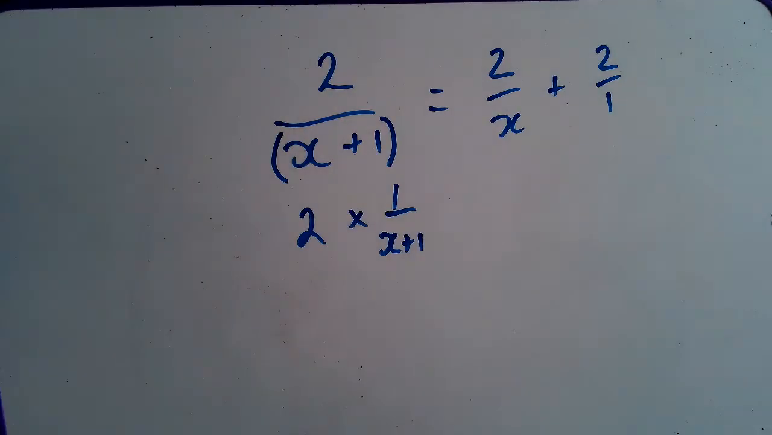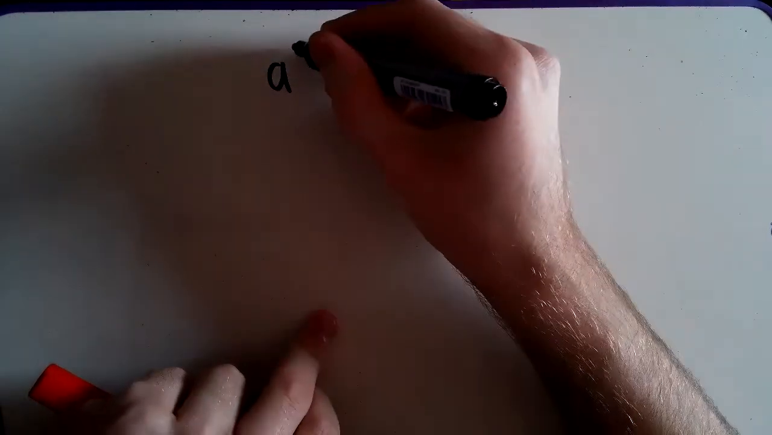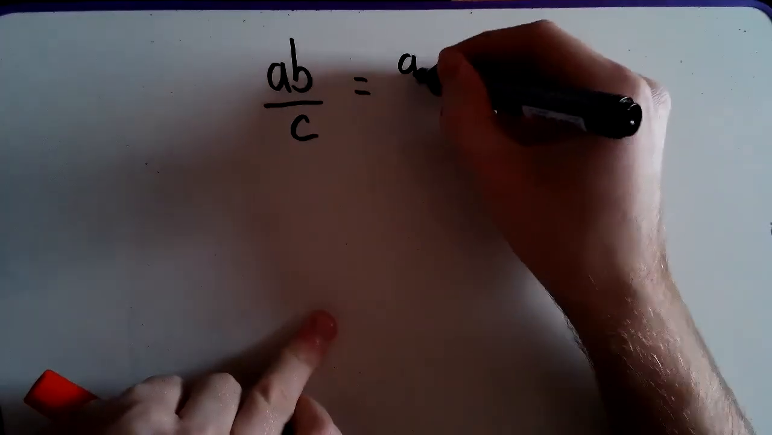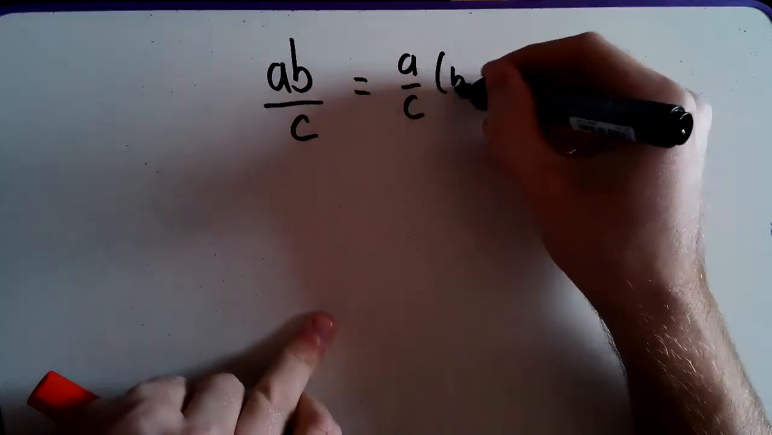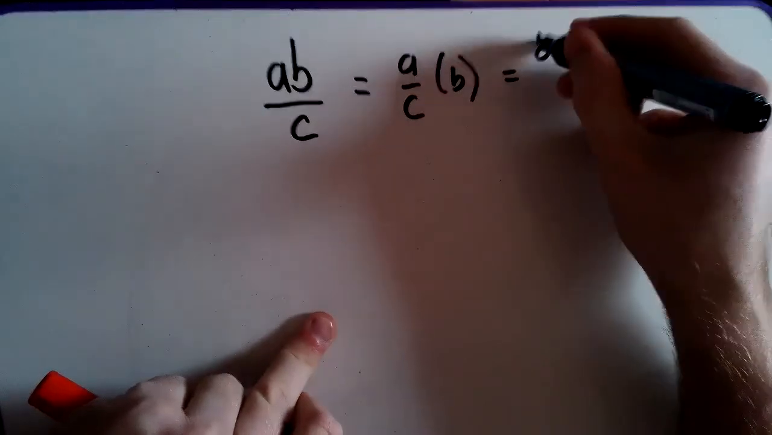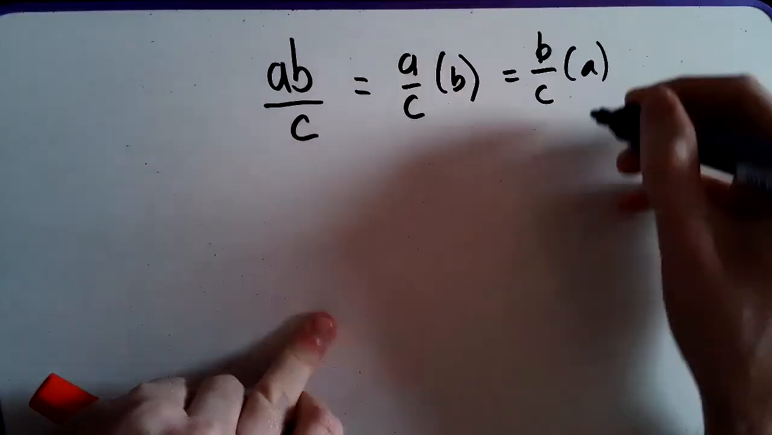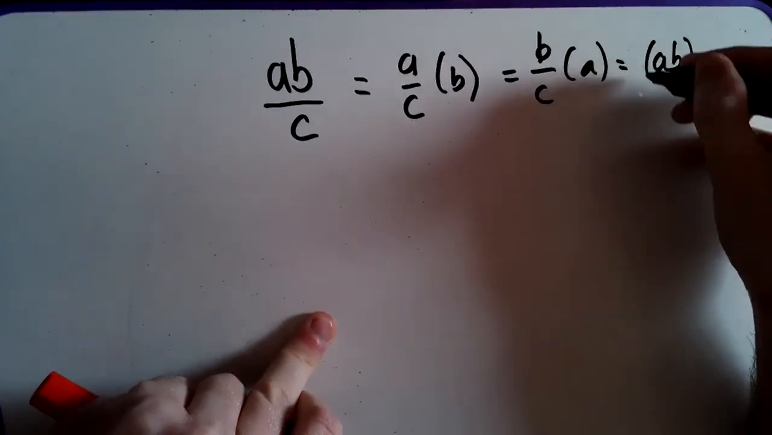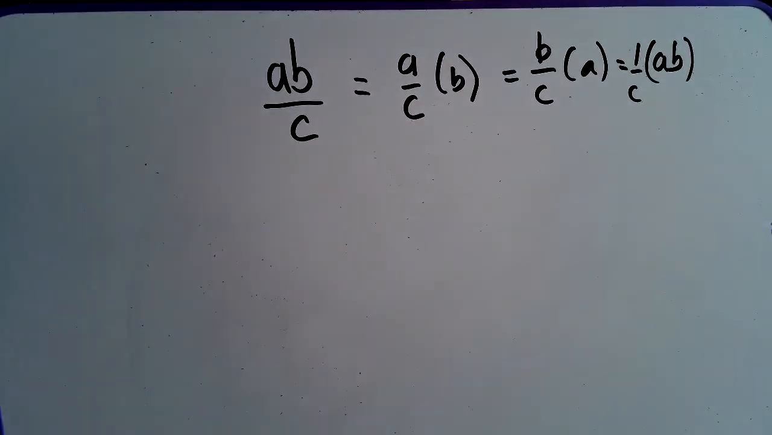Okay. The next one is something that comes up when you work out things like the area of triangles. If I've got, I'll give you the algebra version first, a times b over c, I can do that as a over c times b, or b over c times a, or I can do ab and then times that by 1 over c. There are lots of different ways of doing that.